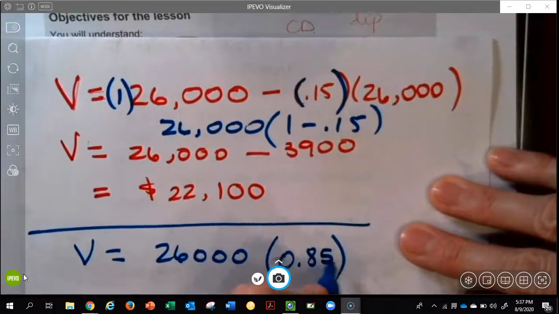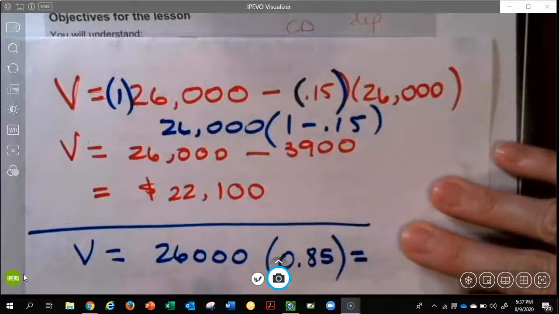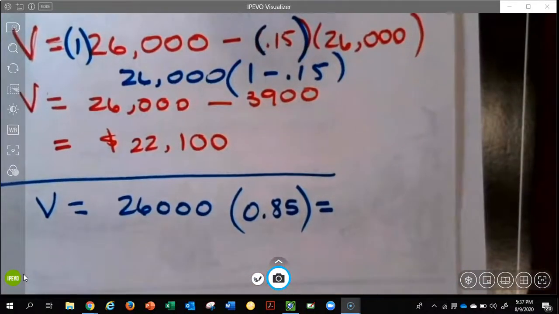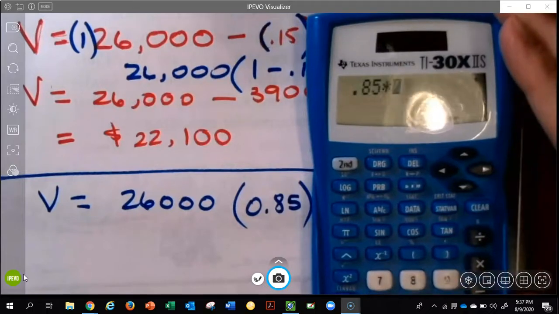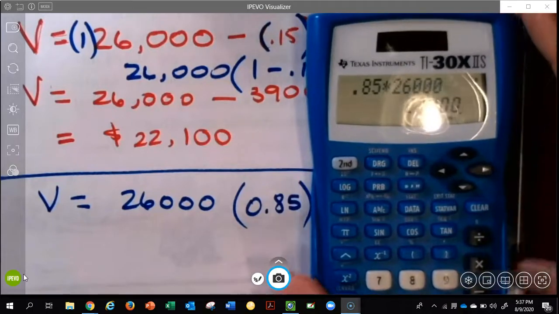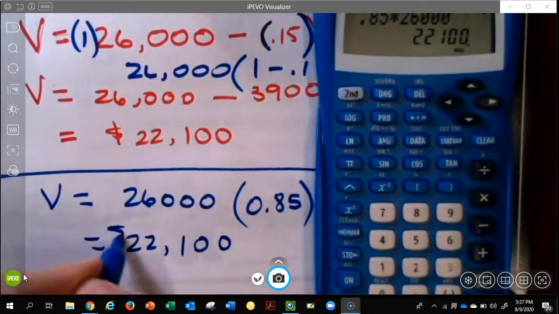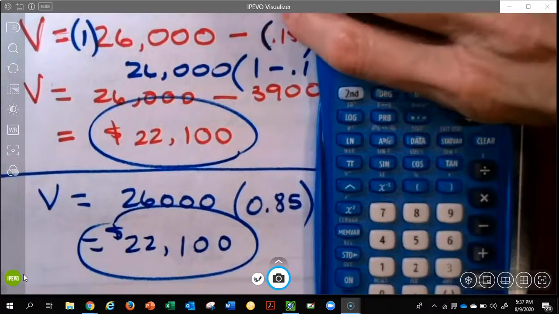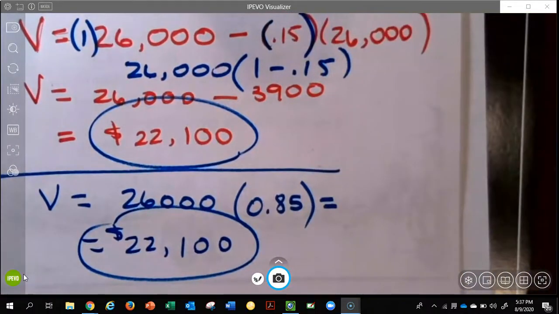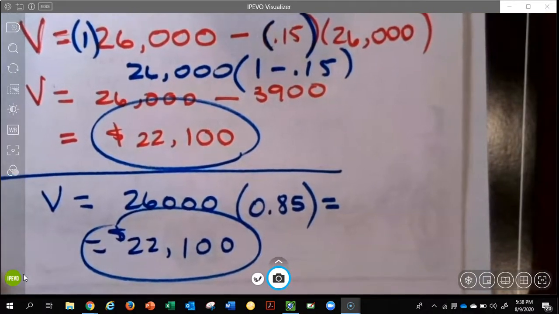Well, that's 85. So where we did have the 26,000 minus 15% of it, that means we're actually going to have 85% left. So I'm going to grab the calculator, do 0.85 times 26,000, and voila, we get our $22,100. So it doesn't matter how you do this, you're going to get the same answer, but your brain needs to understand both of those things that I just showed you. Again, it's a great time to hit pause and mull this around and repeat it on your own to make it stick.